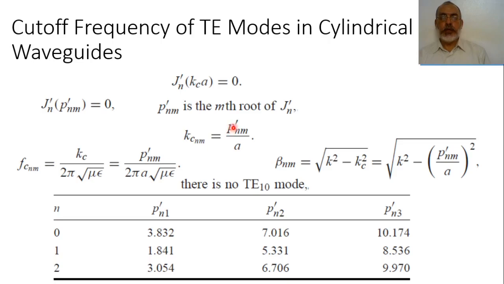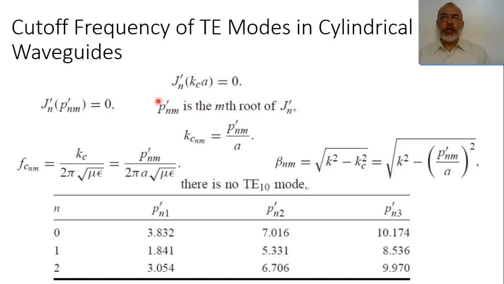B dash, b is the root of the Bessel function of order n, and m is the mth root, because we don't have only one root, we have infinite roots. So we have the first root, the second root, the third root, and so on. So b dash nm means that it is the mth root of the first derivative of the Bessel function J of order n.